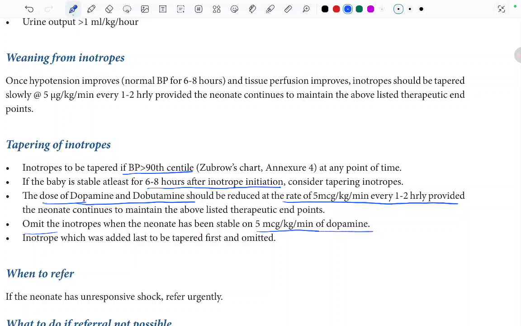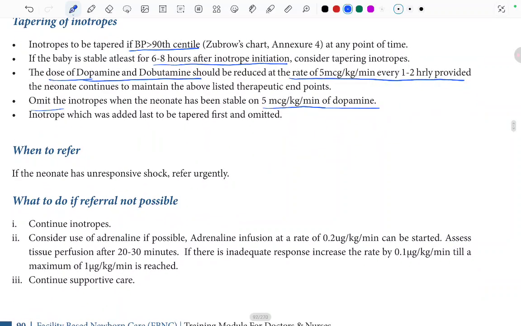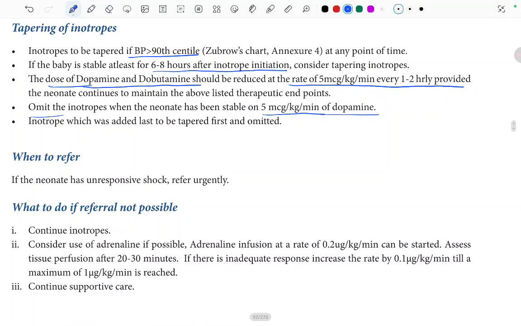So this is the lowest dose, right? We start even at 10, and by reducing, the final dose comes to 5 microgram per kg per minute. Then we have to stop the inotrope. The inotrope that was added last is to be tapered first and omitted. We started dopamine, then dobutamine, so dobutamine needs to be tapered first. Now, when to refer? If the neonate has unresponsive shock. Okay, what to do if referral is not possible?